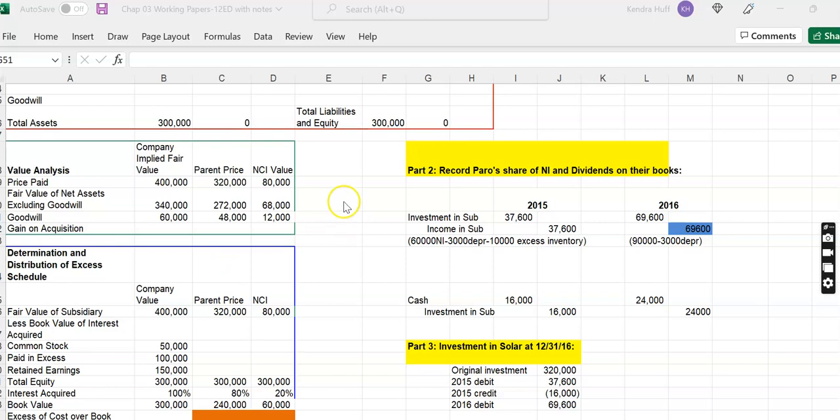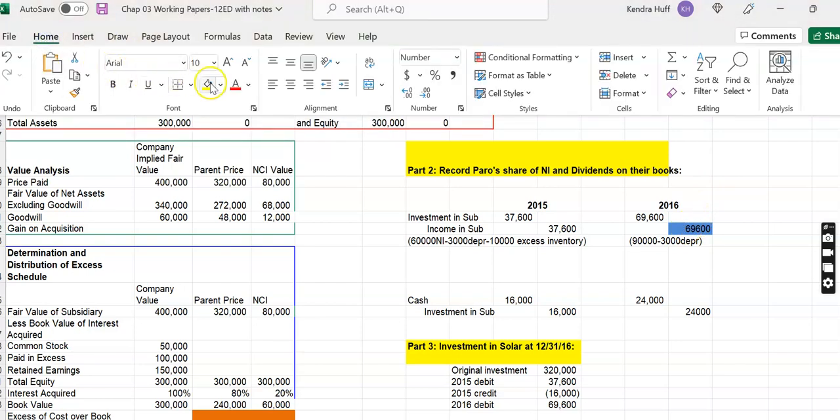All right, then part 2, since we used the sophisticated equity method, they wanted us to do the journal entries to record the parent's share of net income from the sub.